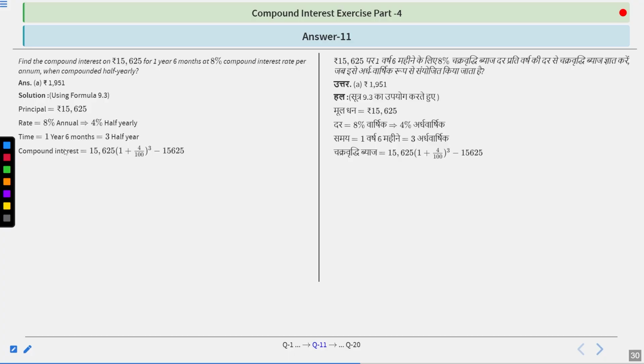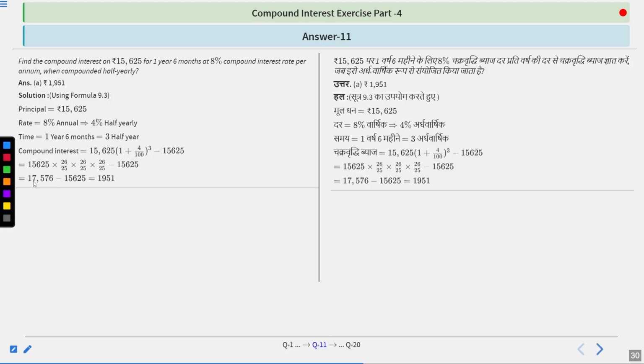So using the formula of compound interest, we get 15,625 into 1 plus 4 upon 100 whole cube minus 15,625. Therefore, 15,625 into 1 plus 4 upon 100 is 26 upon 25, but the power is 3. So we have to write 26 upon 25 three times minus 15,625. That is going to become 17,576 minus 15,625. And on subtracting, we get 1951. So option A, rupees 1951, is the correct answer.